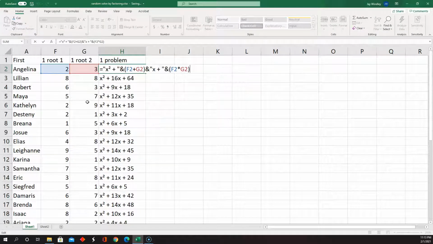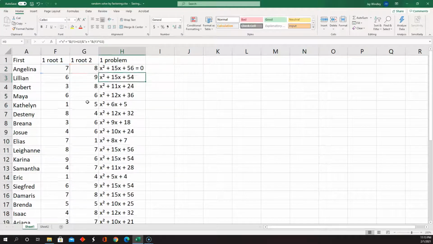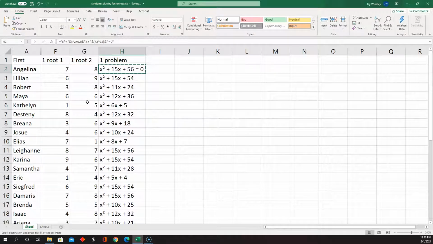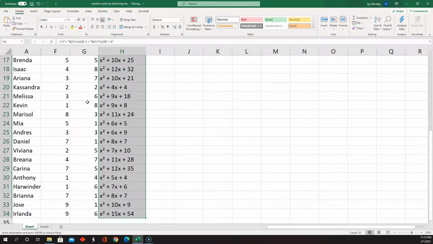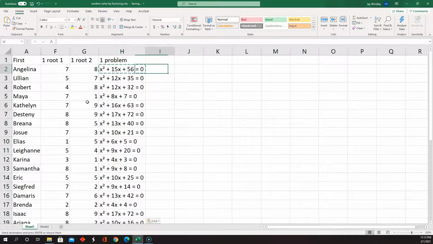After the product, I'm going to do quote, space, equal sign, space, 0, end quote, so that it looks like an equation. Copy, paste. So that's looking the way I want it to look. I'm going to save. And that's only one problem so far, but I'm going to save, and then I'm going to go open a brand new Word document.